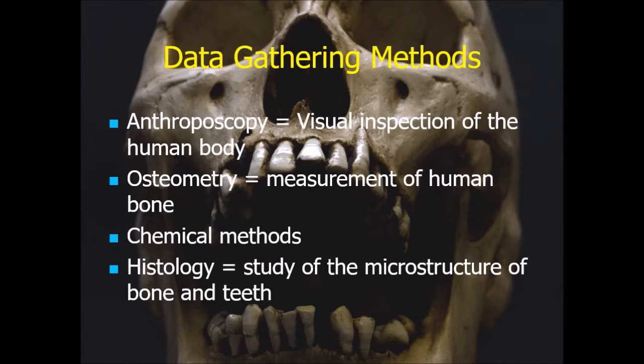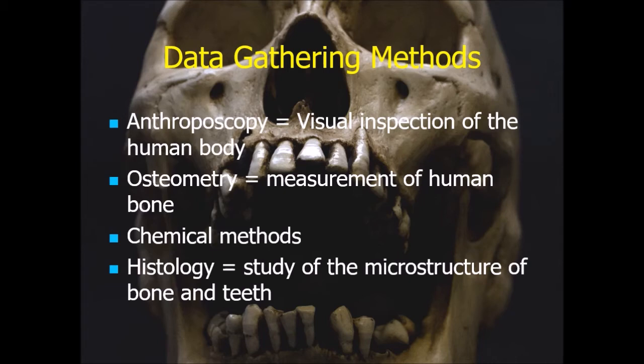Not today. Data gathering methods that we use primarily. Anthroposcopy, which basically means looking, visual inspection of their skeleton, or as much of it as we have. Osteometry, osteo means bone, osteometry means measurement of human bone. Chemical methods, which include things like DNA and strontium gathering and minute chemical analysis. And the last one, histology. We don't use this so much anymore, but histology is the study of the microscopic structure of the bones and teeth.